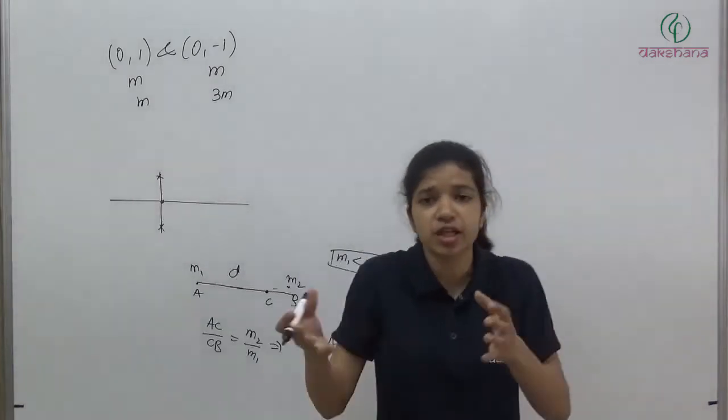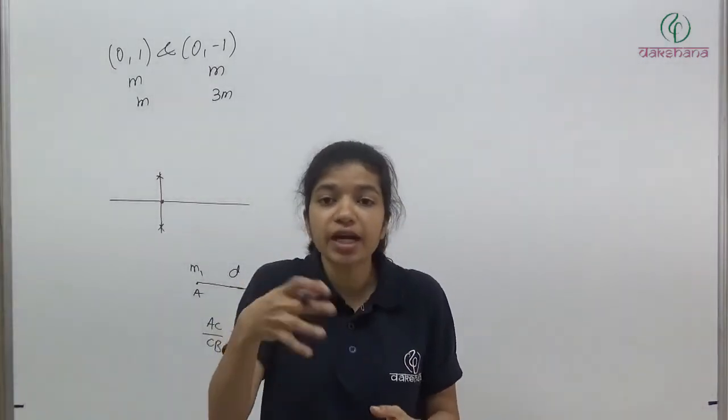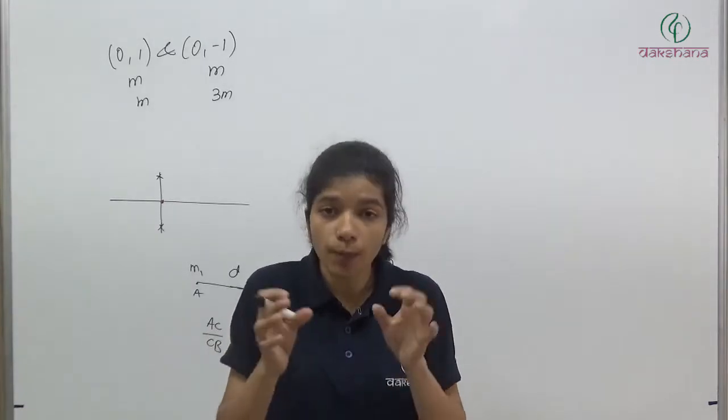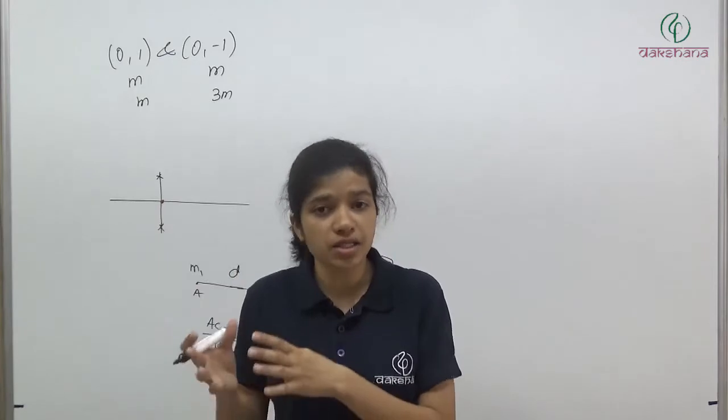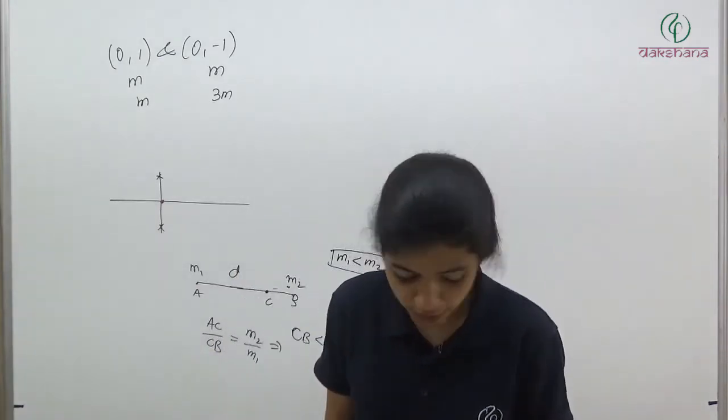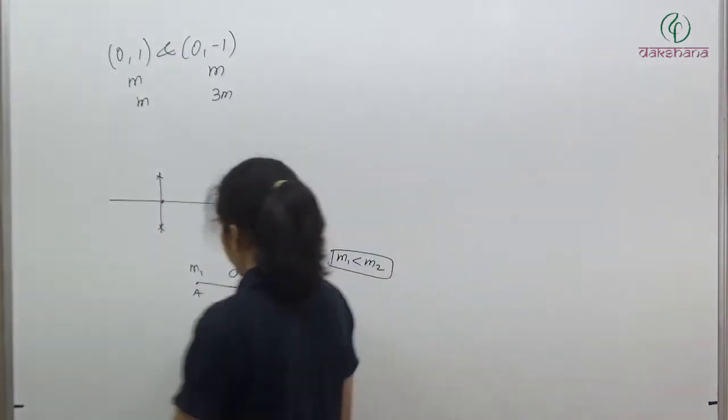If you have more mass density, then the center of mass will be lying in that region, because the center of mass is a point which represents the complete mass of the system. Clear? So where the mass density will be more, the location of the center of mass will be closer to that region. Clear?